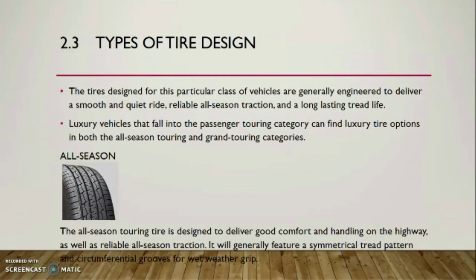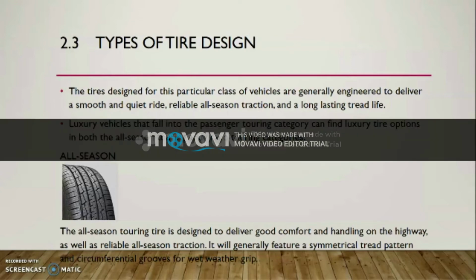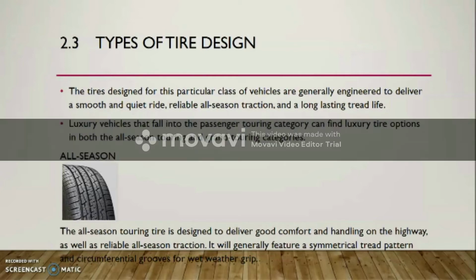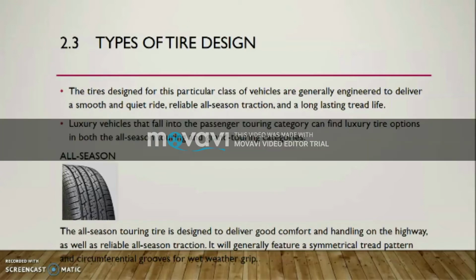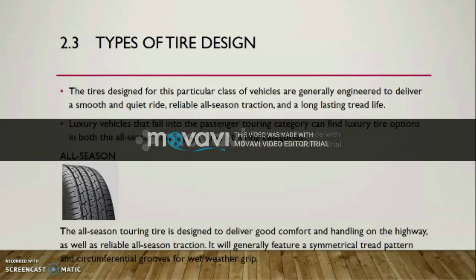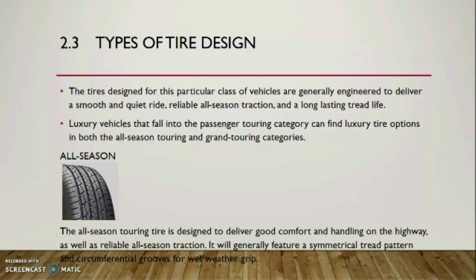So, the next subtopic is types of tire design. First design is all-season. The all-season touring tire is designed to deliver good comfort and handling on the highway, as well as reliable all-season traction. It will generally feature a symmetrical tread pattern and circumferential grooves for wet weather grip. So the all-season type of design is suitable for four seasons, where we get wet and dry weather.